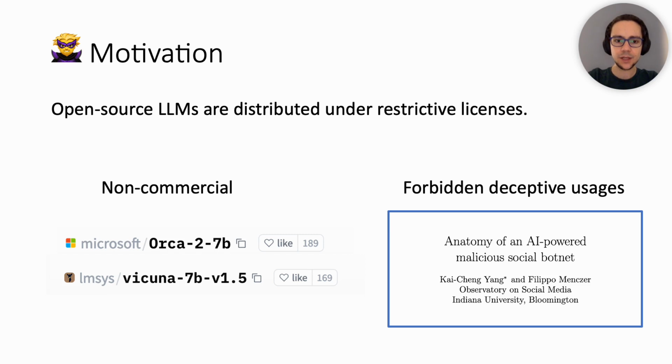Tracing the usage of LLMs is also interesting for open source models, since they are distributed under restrictive licenses. For example, the Orca model from Microsoft or the Vicuña model from LMSYS are distributed under non-commercial licenses. Similarly, Meta forbids deceptive usage of the Llama model. And as it was shown by the paper on the bottom right, this type of usage of LLMs is real, and they power some botnets on social media.